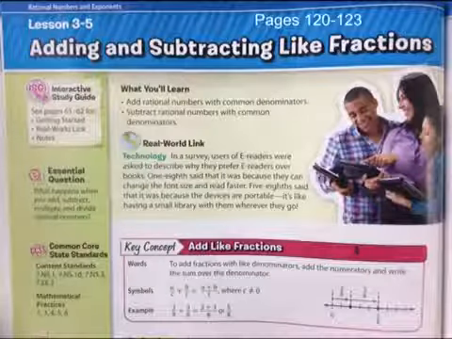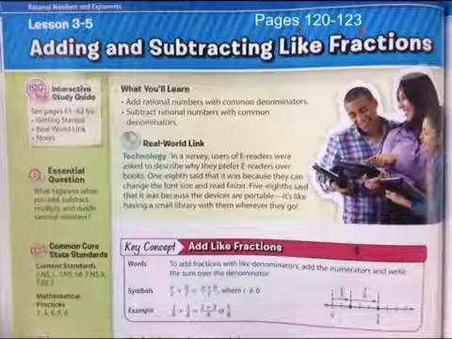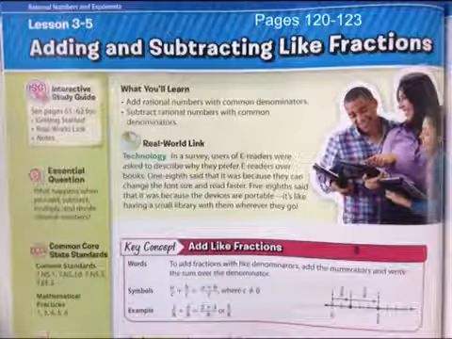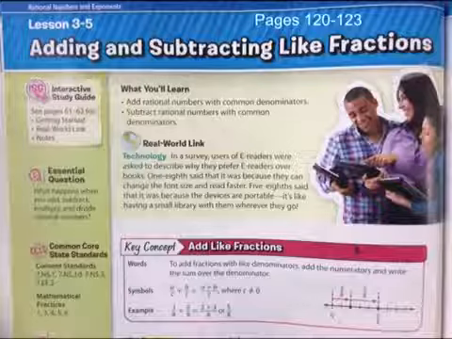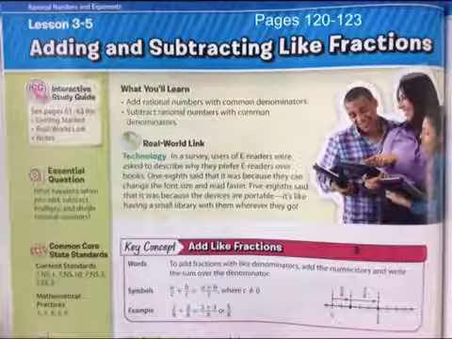Hi everyone, and welcome to lesson 3-5 from pages 120 to 123. Now boys and girls, we have 6 different examples to get through, so this video will go by quite quickly. I will rush through it. Remember, you can always pause, rewind, and watch things again.